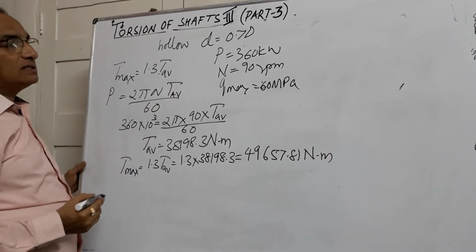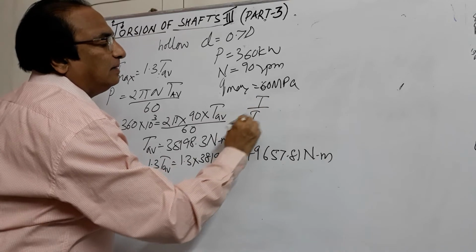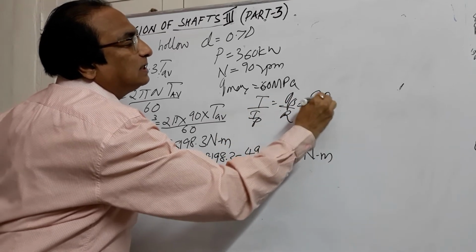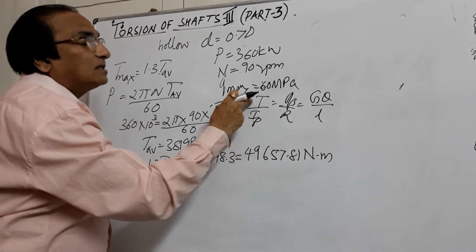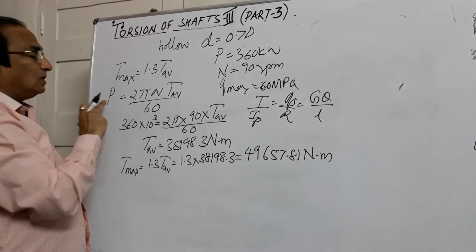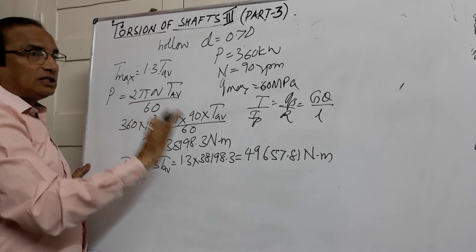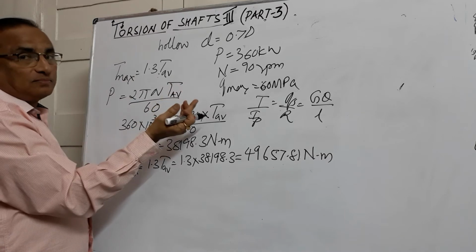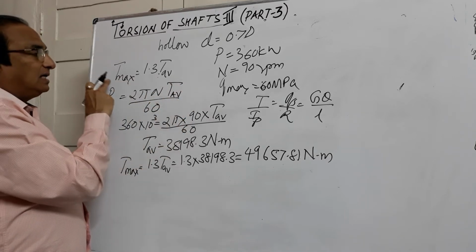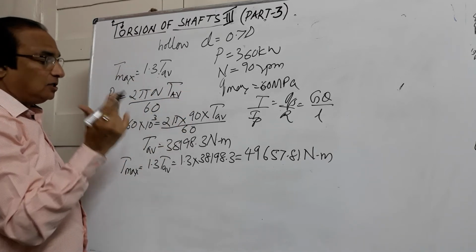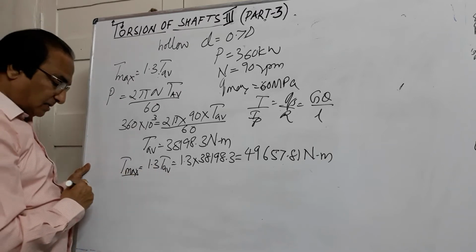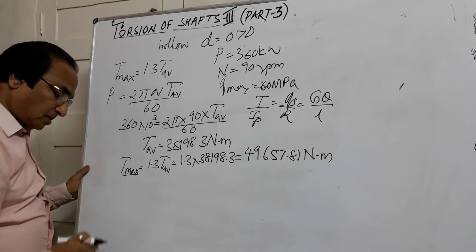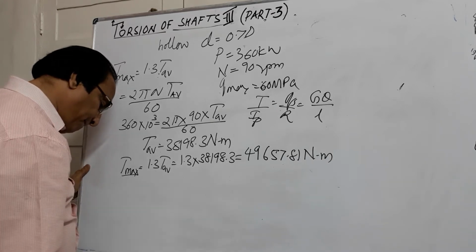Now once you have this, we are going to use the formula T by IP is equal to Fs by R is equal to G theta by L. The T we are using is the maximum torque, and the T you get from power is the average torque. In this problem you have been asked to take the maximum torque as 1.3 times. If nothing is mentioned, then T max will be equal to T average. So here we will continue with the maximum torque. So here we are using the relation again, T by IP is equal to Fs by R.